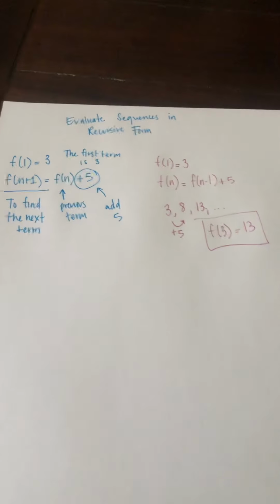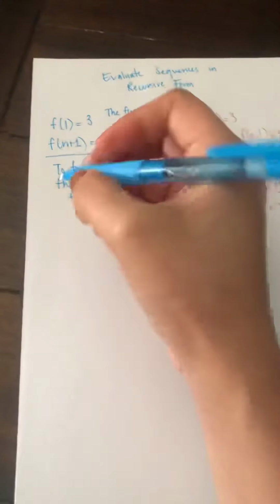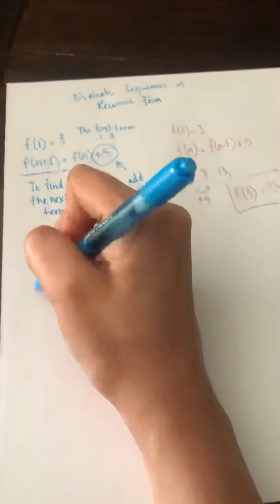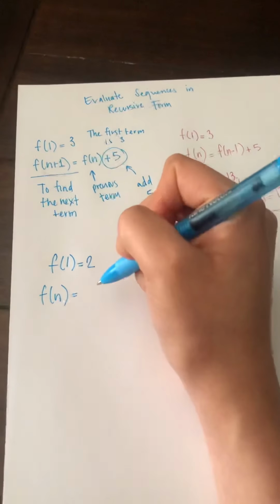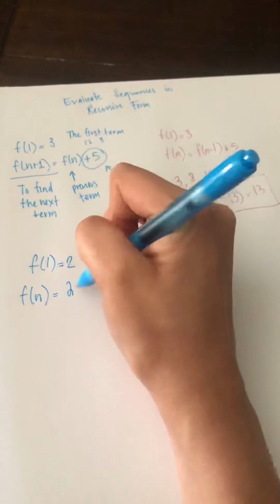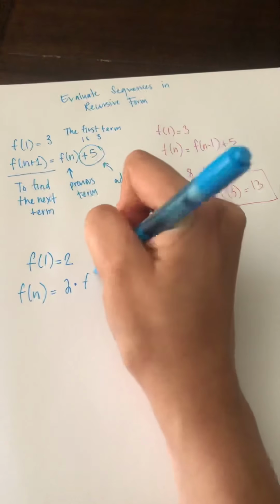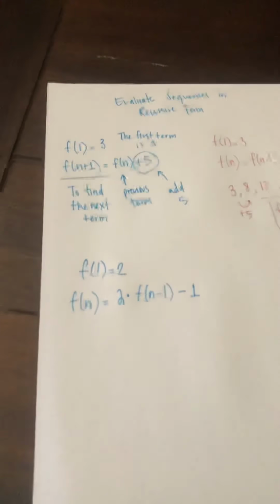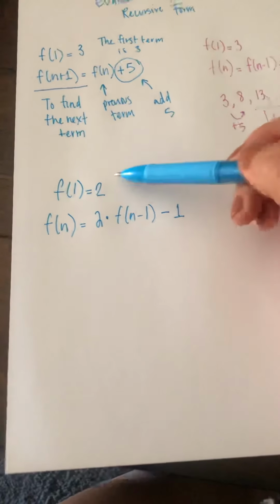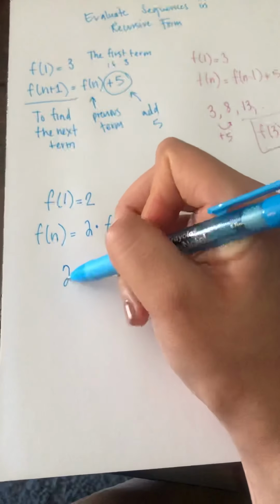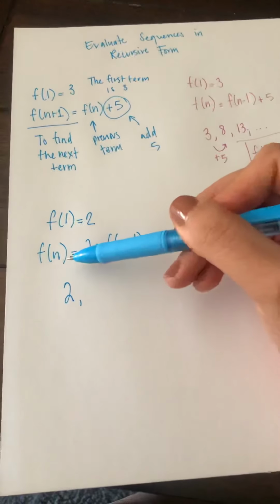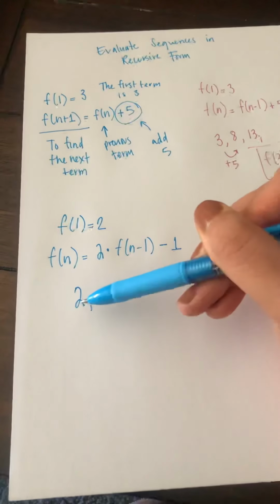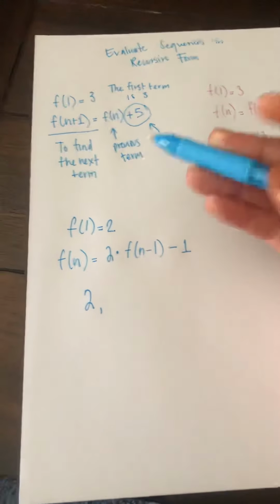Let's see. What if they have f of 1 equals 2, and to find the next term, I have to multiply 2 times the previous term, and then subtract 1. So if I had something like that, again, first term is 2, so I can go ahead and write it in my sequence. To find the next term, I would have to multiply 2 to the previous term and then subtract 1. So if I multiply 2 times 2, that would be 4, and if I subtract 1, that's 3.